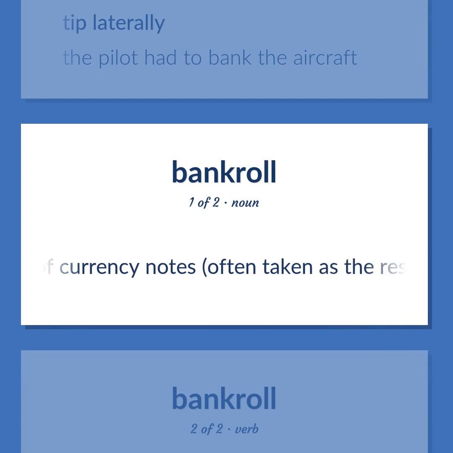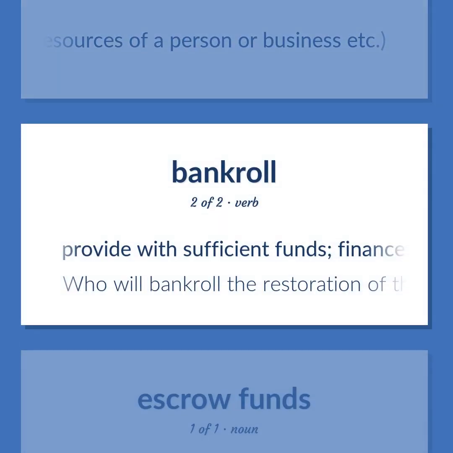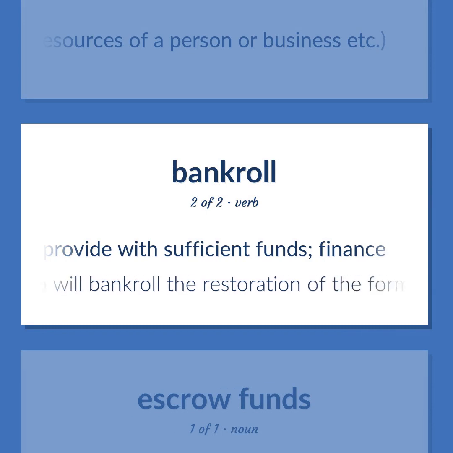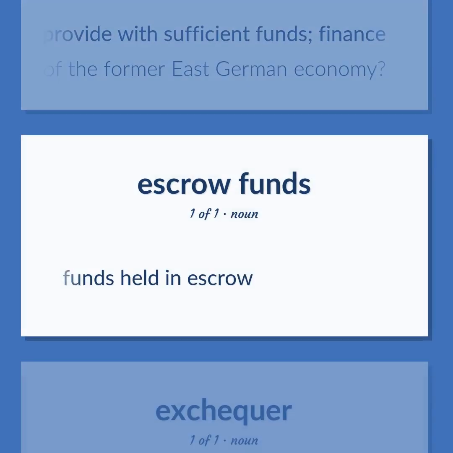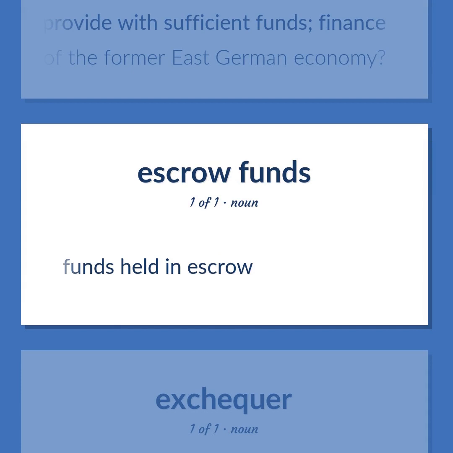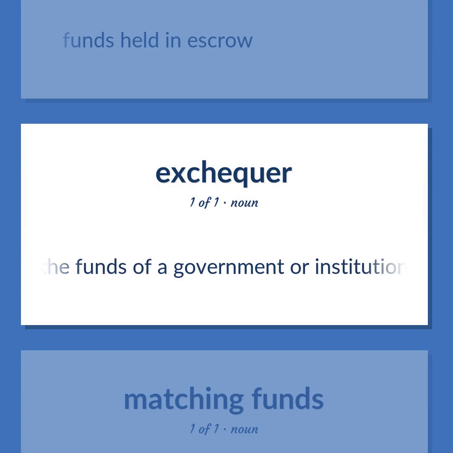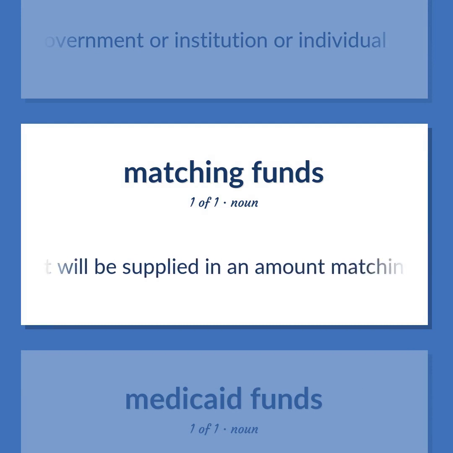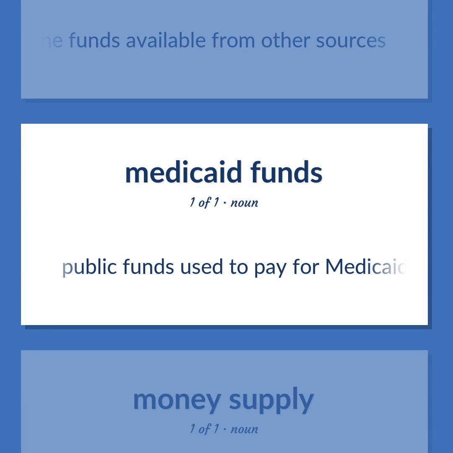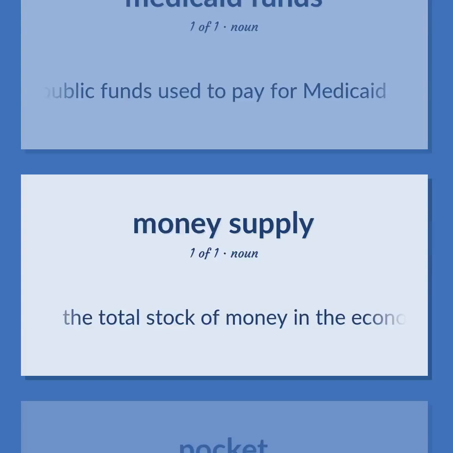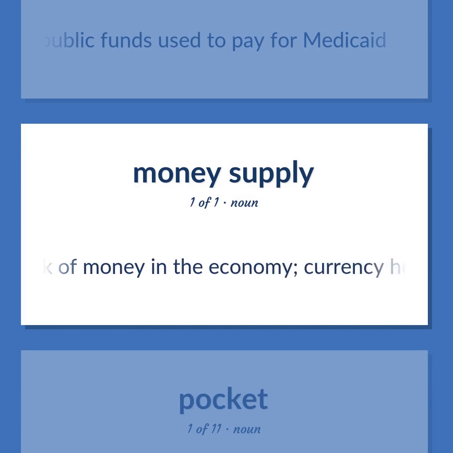A roll of currency notes, often taken as the resources of a person or business, etc. Provide with sufficient funds, finance. Who will bankroll the restoration of the former East German economy? Funds held in escrow. The funds of a government or institution or individual. Funds that will be supplied in an amount matching the funds available from other sources. Public funds used to pay for Medicaid. The total stock of money in the economy. Currency held by the public plus money in accounts in banks.